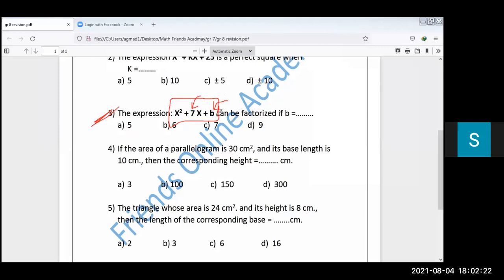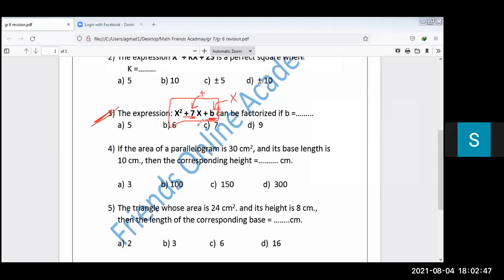B, or the last term here, means multiplication. Here, the addition of the same numbers. What is the meaning of this? I will think of two numbers: if you multiply them, they give you b, and if you add the same numbers, they give you 7.